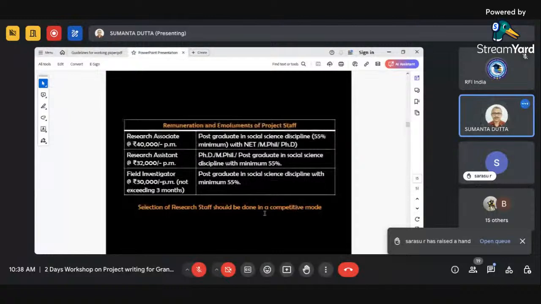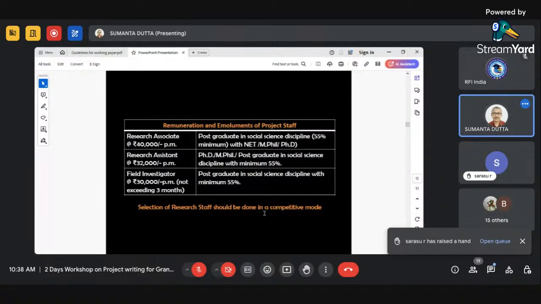Now, they have also mentioned a very interesting point: if you are going for a large project, definitely you have to appoint some research associate or research assistant or field investigator. Three nomenclatures they have given. For the three nomenclatures, the amount of benefit or the remuneration is different. For a research associate, you have to pay 40,000 per month, 32,000 per month for a research assistant, for a field investigator 30,000, not exceeding 3 months. All the detailed qualifications have been shown on the right hand side.